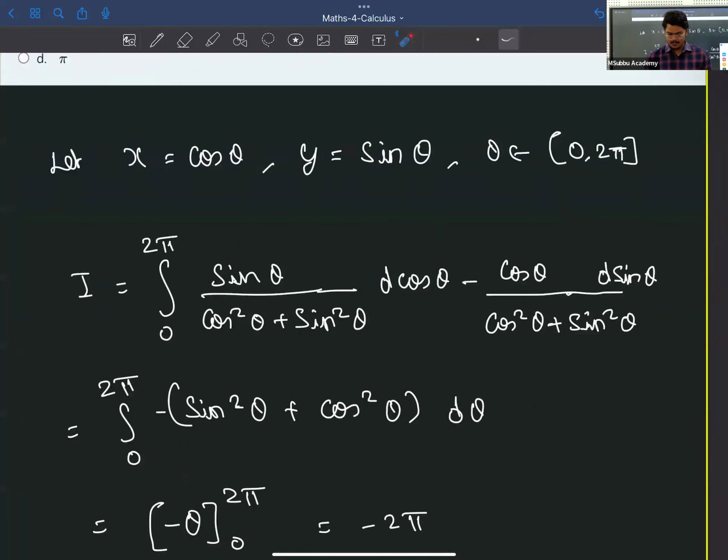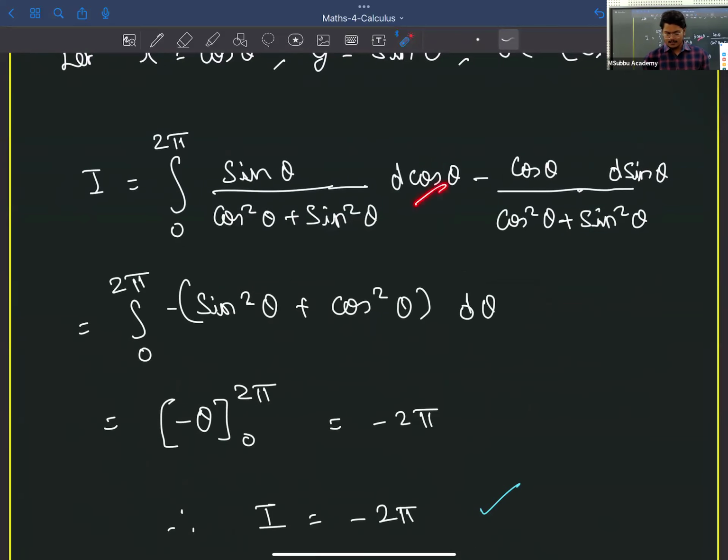Now, d cos theta is nothing but the differentiation of cos theta, which is minus sin theta d theta. So minus sin theta into sin theta is minus sin square theta, and we have d theta here. And here, cos theta by cos square theta plus sin square theta. Again, d sin theta: when you differentiate sin theta, what do you get? Cos theta d theta. So directly cos square theta.